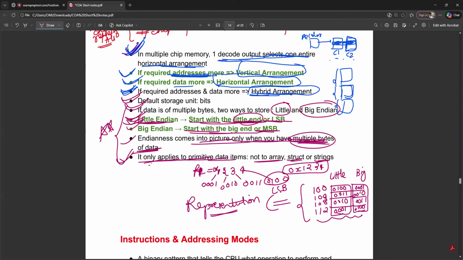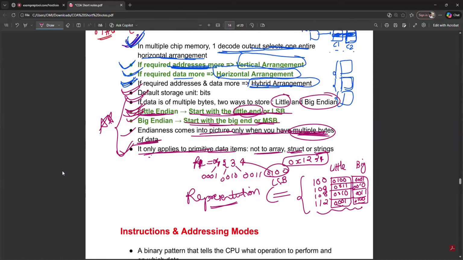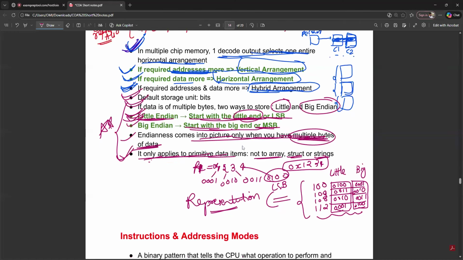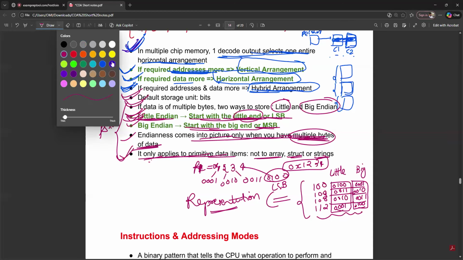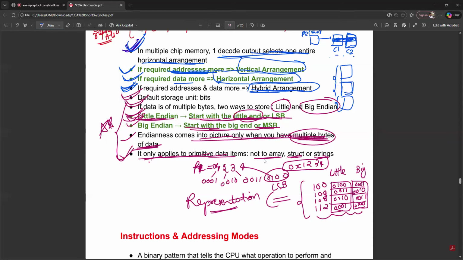So what does it mean? Not to array, stack, or string, which means that, let's say an array is given: 1, 2, 3, 4. Okay, so array is given 1, 2, 3, 4. Right? So you can't store this thing as 104, 108, 102.